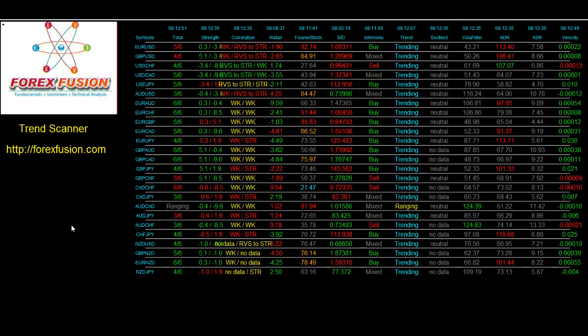And you can tell from taking a look at the entire scanner what the general market condition is. If the market's moving, you'll see a lot of high numbers here in the total column and very few ranging conditions in the ranging and trending column. If you see a lot of ranging in that trend column, you'll know the market is moving sideways, moving sluggishly. Might not be the best time to enter trades.